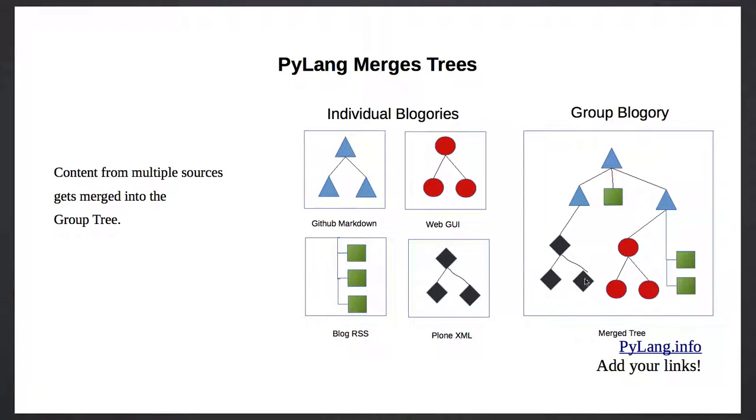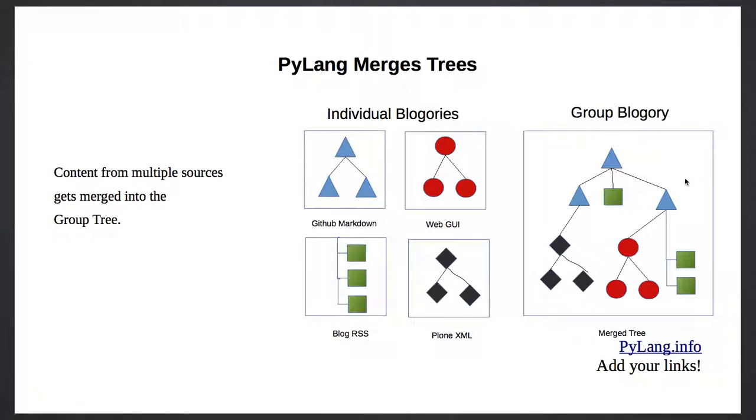It's really essential we have to merge multiple trees. So on the left-hand side, we have multiple sources. Blue triangles might be GitHub markdown files. Red circles might be information entered with the web GUI. Blogs come in as these green linear list of items, squares, and these black diamonds might be from Python XML files. So you merge all of that into a single tree.